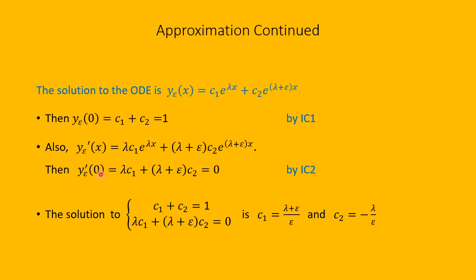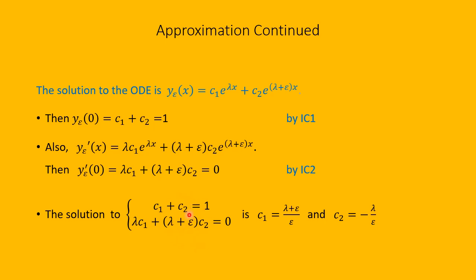Evaluate this at 0, and we get for this lambda c1, and when we substitute x equals 0 in here, which makes this factor e to the 0 right here, which is 1, that second one becomes lambda plus epsilon times c2 equals 0. Our initial condition was that the derivative of this function at 0 equals 0. So we have two conditions on c1 and c2. This condition up here, this condition down here. So we need to solve those two equations for c1 and c2.